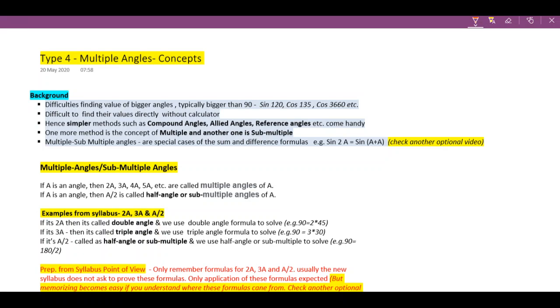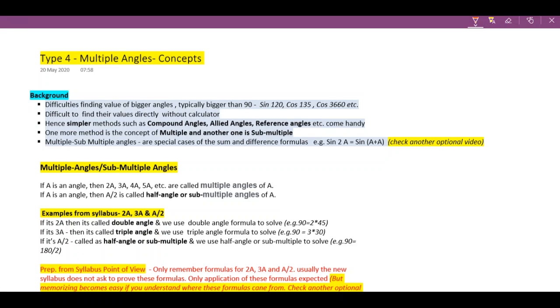All right, let's move on to the next topic, multiple angles. In the last video, we saw how to apply allied angles, which was more of a type 2 problem, and there is another, type 3, on tangents. We'll come back to that. But let's talk about multiple angles, another way of using trigonometry to simplify problems, and this is one of the type 4 problems.